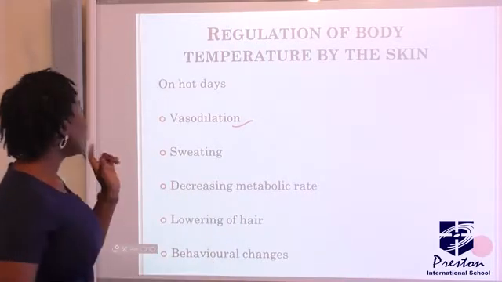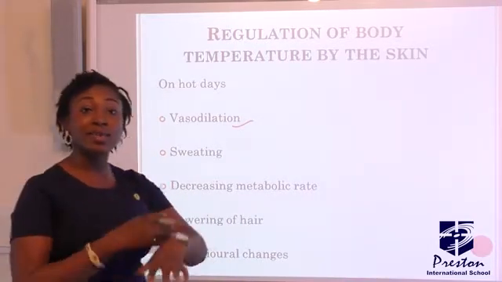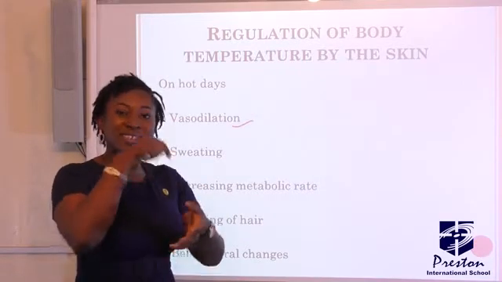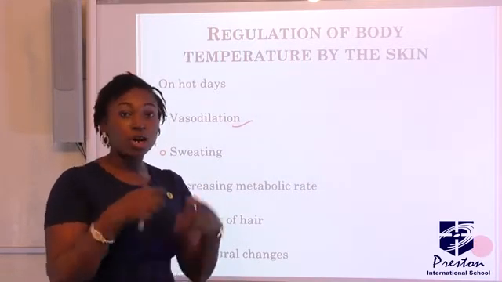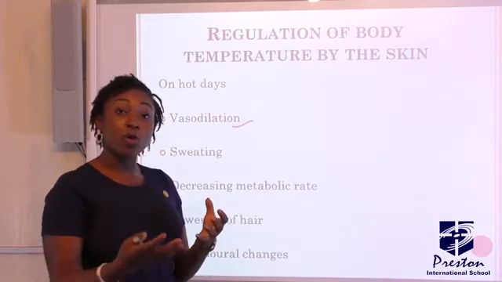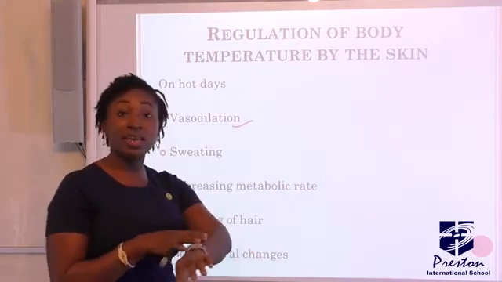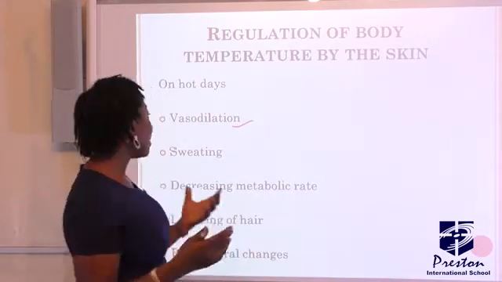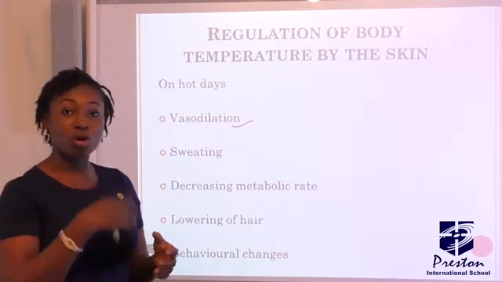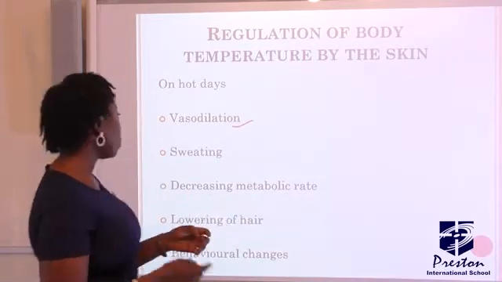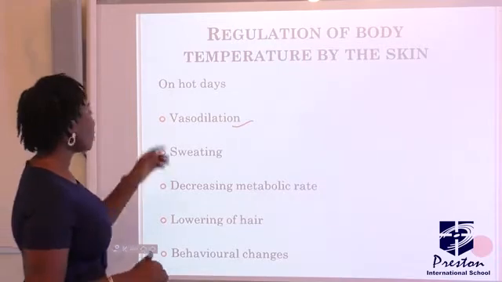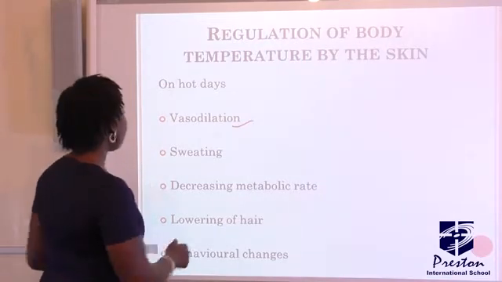That is because the capillaries near the skin surface dilate, while the ones in the dermal layer, that's the inner layer, constrict, causing large volume of blood to come to the skin surface. And by this, heat is lost through conduction, convection, and radiation from the skin. So that's vasodilation. Then we have the sweating.